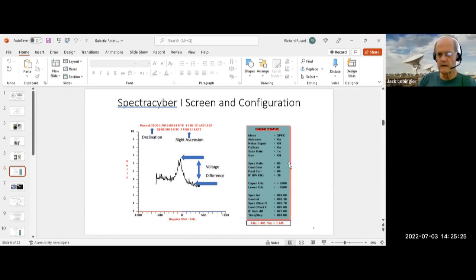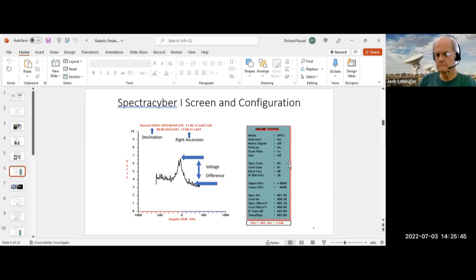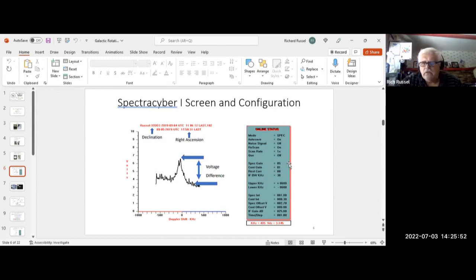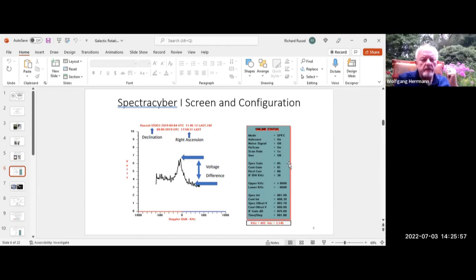Rich, how many bins are you dealing with here as far as your FFT goes? I think when I look at my data, I've got five kilohertz bins. When you actually look at the data that's in the file, I've got 2000 points with 5 kilohertz on each point. Okay. I've always been wondering about the Spectra Cyber, because I think it does not do an FFT. I think it's a scanning receiver.